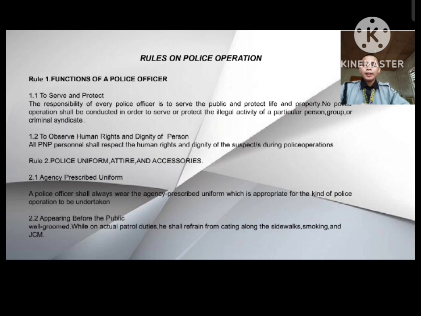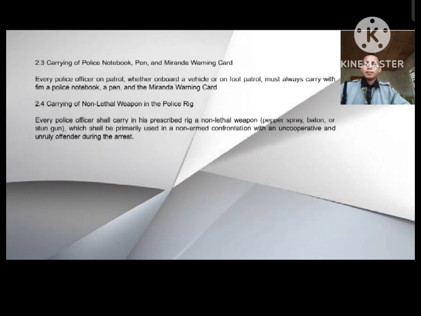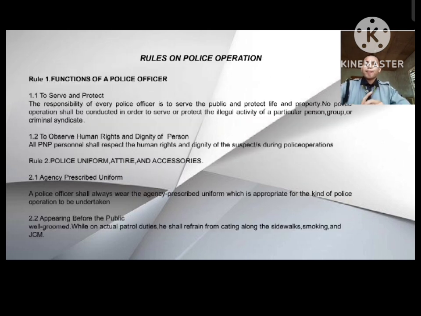When appearing before the public, a police officer must always look neat, clean, and well groomed, because their appearance reflects the image of the Philippine National Police. As I said, if the uniform represents discipline, then our character, our attitude, and our behavior must also match that discipline.